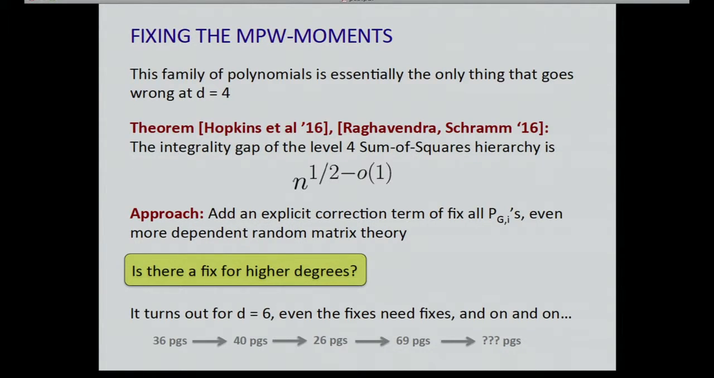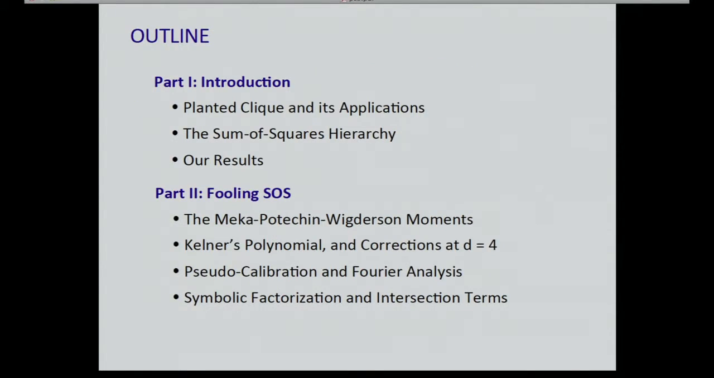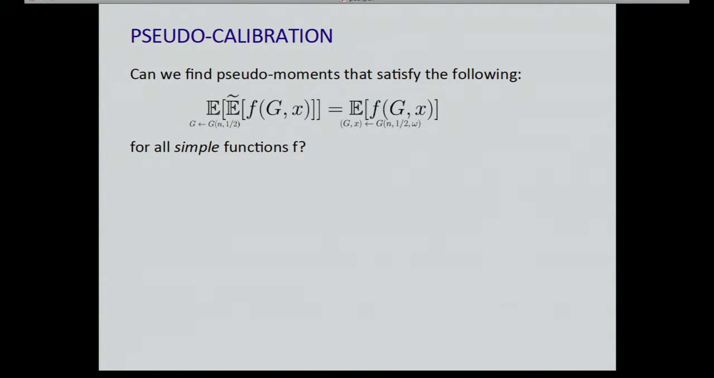Each of these fixes is very subtle with how to actually pick the right constants in front of it. So we're going to find a way to actually tune these corrections based on pseudo-calibration. So let me introduce pseudo-calibration. What went wrong with the MPW moments was really this.